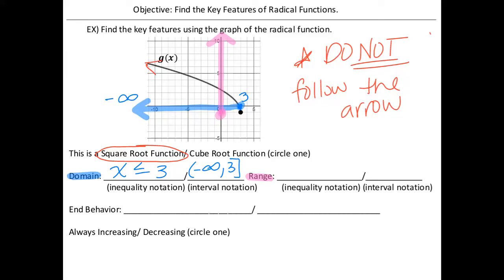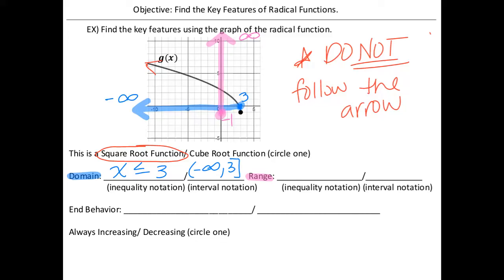My endpoint is at what? That's a -1. It's 1 below the x-axis, so it's -1. And it goes up forever to which infinity? Positive infinity. Good.